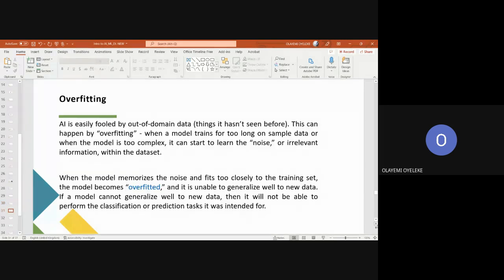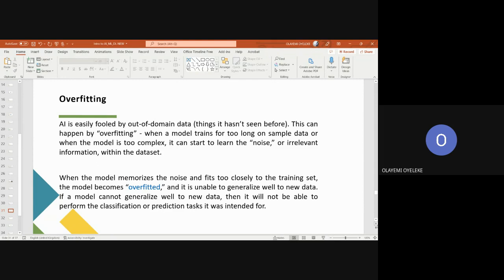Now, that brings us to overfitting. AI is easily fooled by out-of-domain data, things it hasn't seen before. This can happen by overfitting, okay? Precisely, overfitting is when a model trains for too long on sample data, or when the model is too complex. It can start to learn the noise and irrelevant information within the data sets.